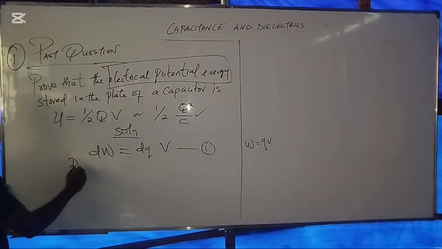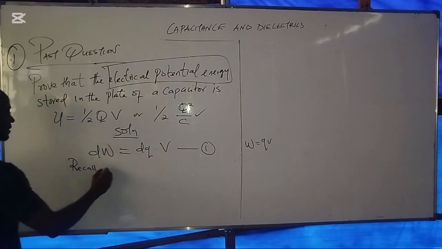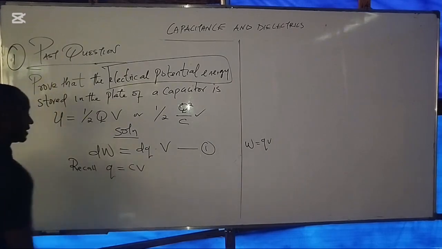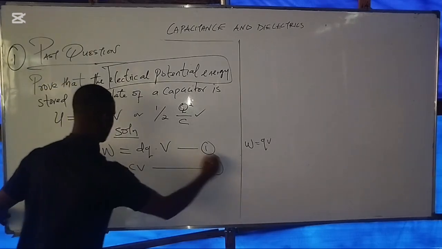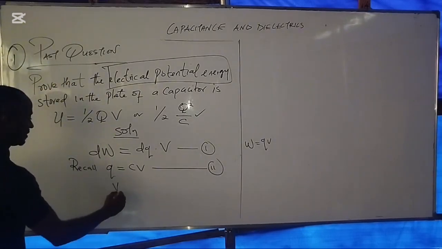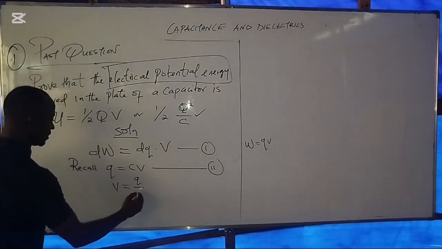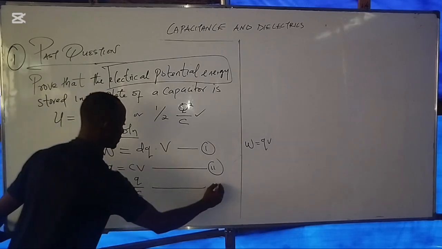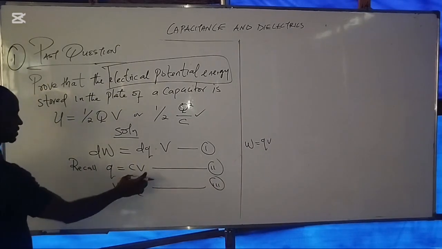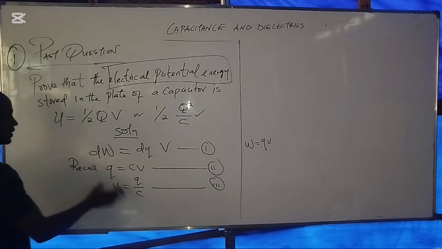Then I want you to recall that charge is equal to CV. Equation 2 is this. From here, we can make V the subject of the formula. So V becomes the charge divided by C. Equation 3 is this: V equals charge over C.